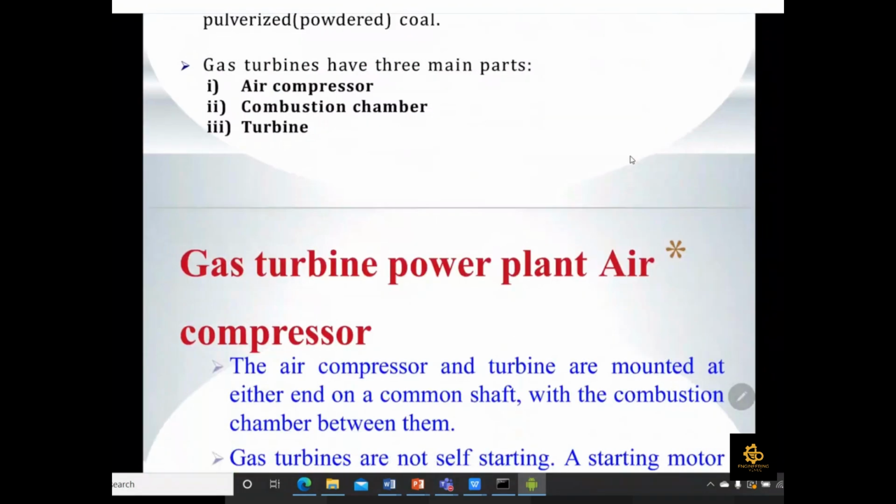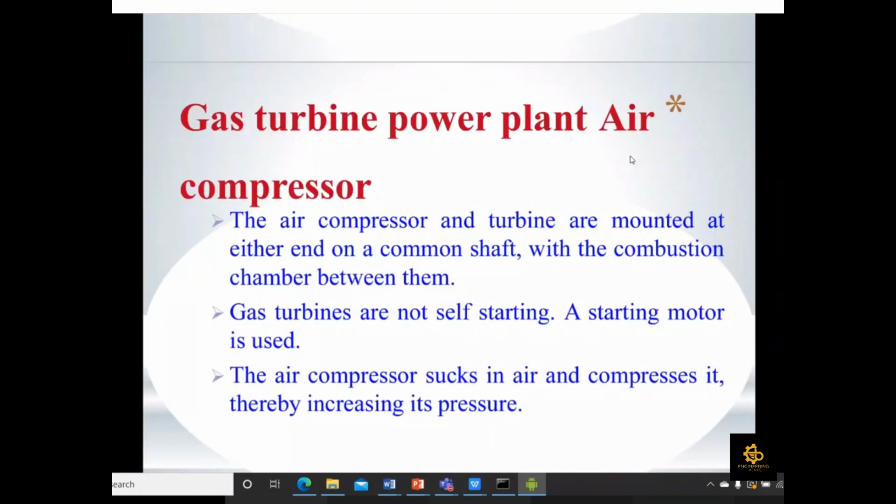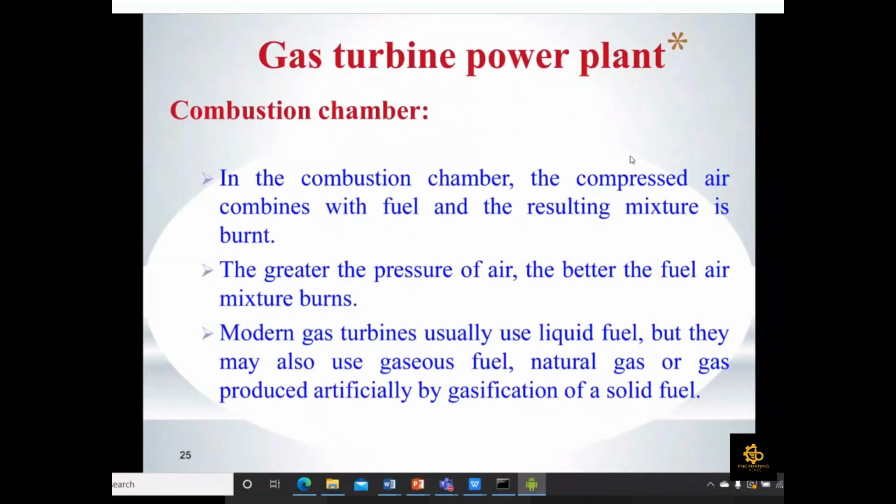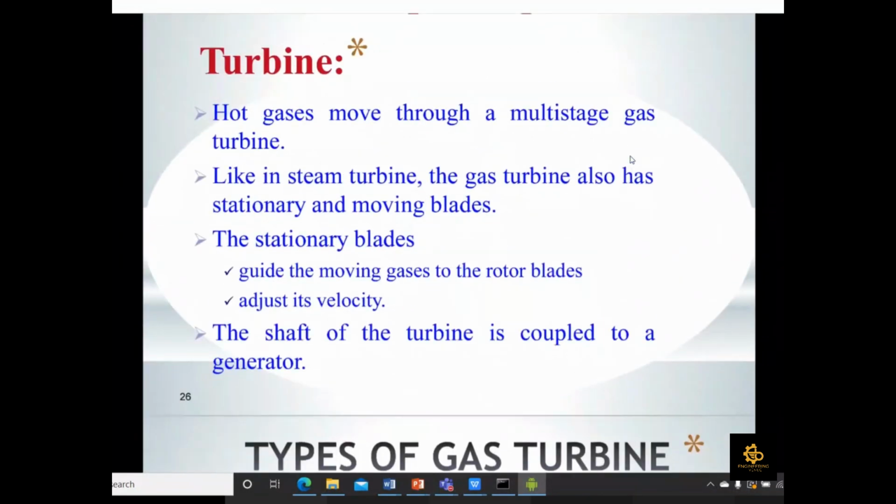The details of these components are mentioned over there. We already discussed them in the previous section, so you have to go through it on your own. So there is a compressor, a combustion chamber, and then a turbine section.